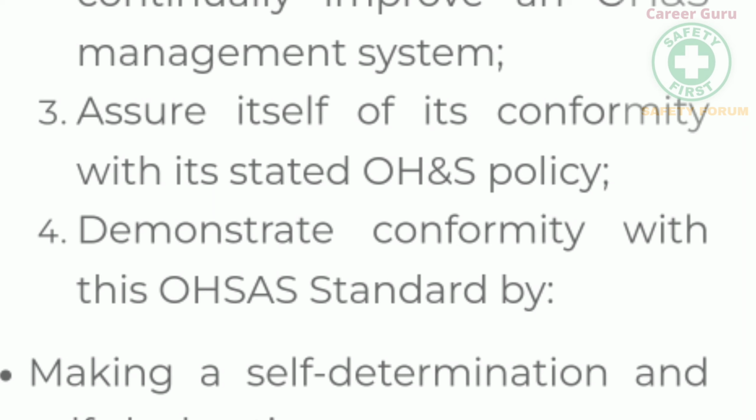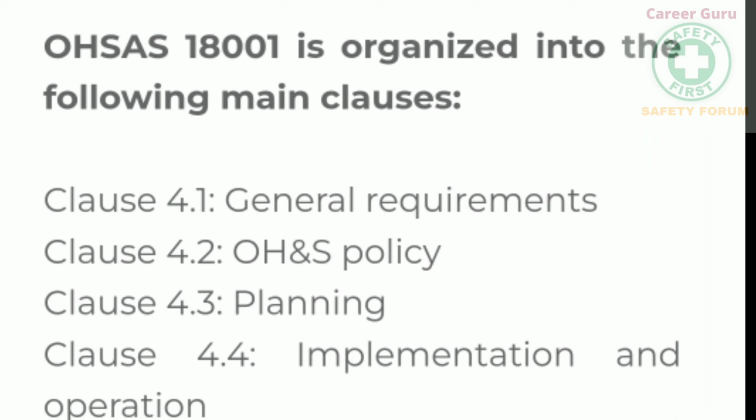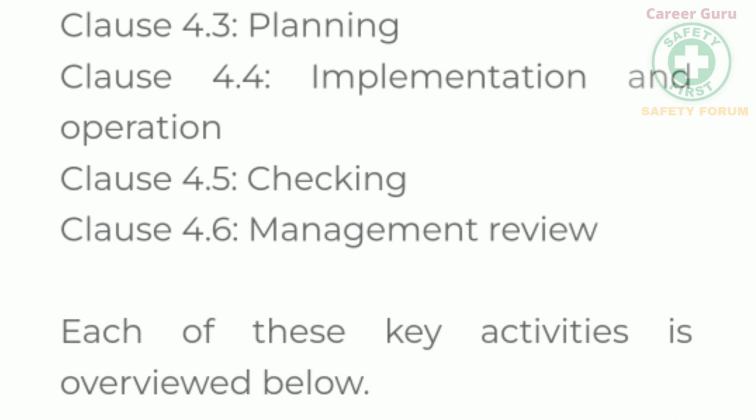Fourth, demonstrate conformity with the OHSAS standard by making a self-determination and self-declaration, or seeking confirmation of its conformance by parties having an interest in the organization, such as customers. Now, OHSAS 18001 is organized into the following main clauses. The first one is general requirements, then OH&S policy, planning, implementation and operation. Then we have checking, and the last one is management review.